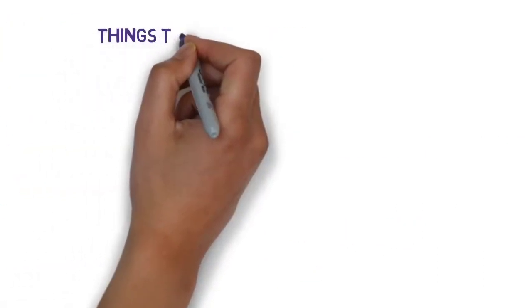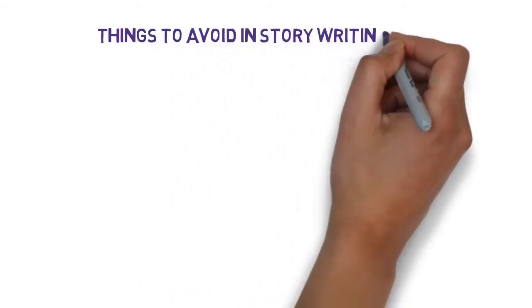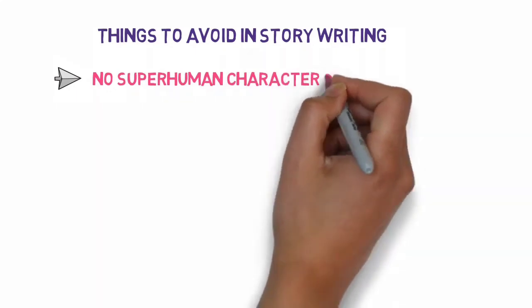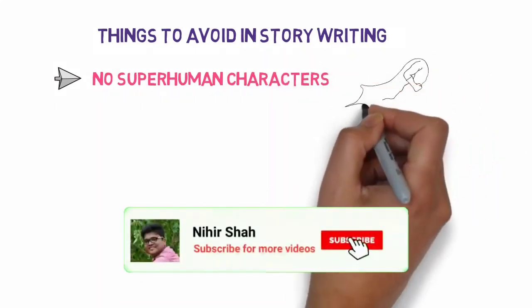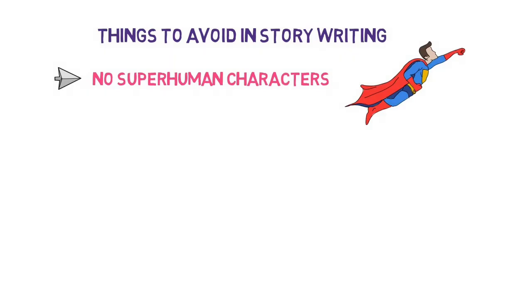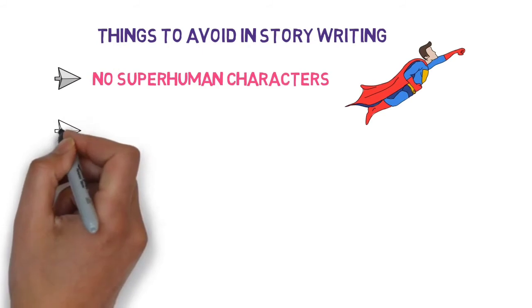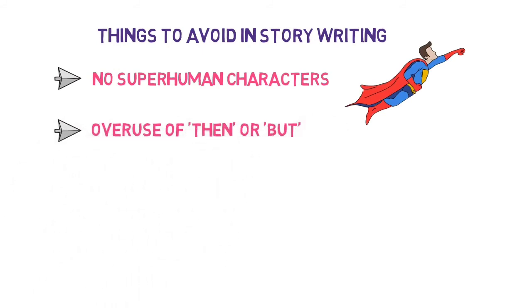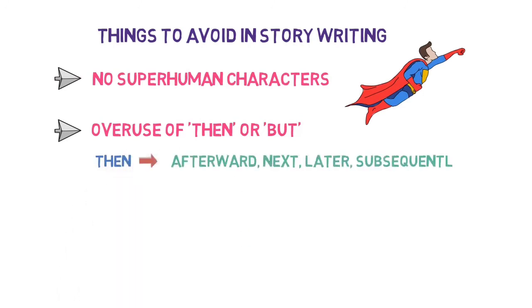Now we will see the things to avoid in story writing, okay. First, no superhuman characters like Spider-Man. You know about Spider-Man, isn't it? There is no superhuman character in the story, okay. And avoid overuse of 'then' or 'but'. When we speak, we tend to use 'then' or 'but', okay. Try to avoid the overuse of these words.